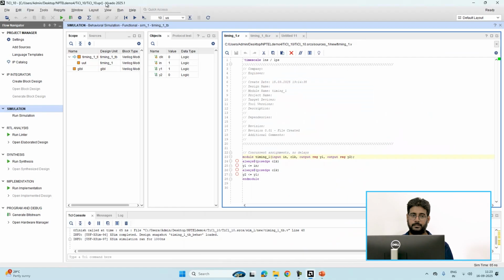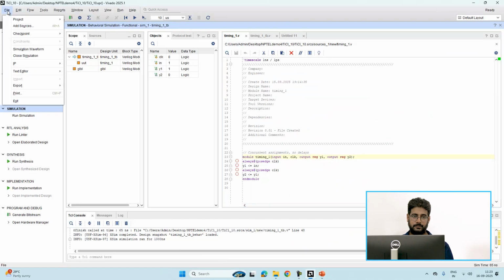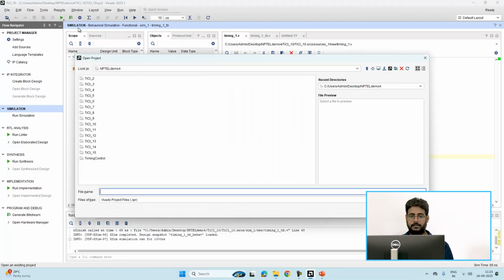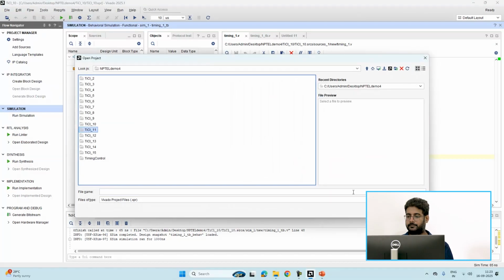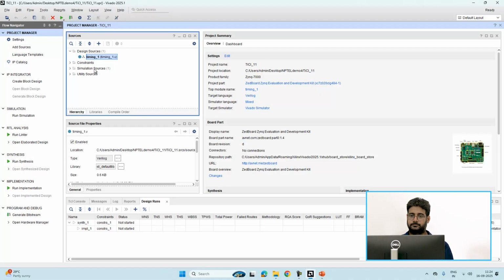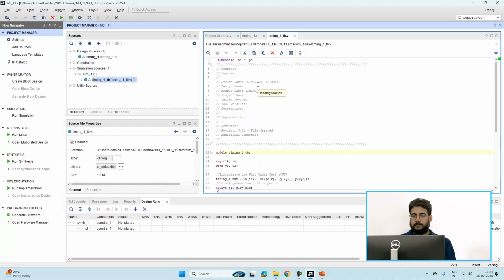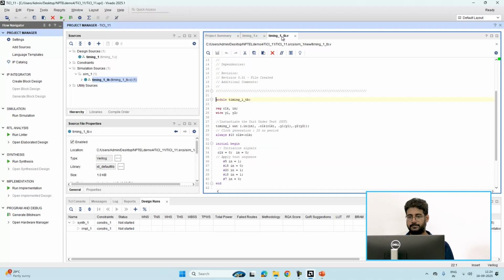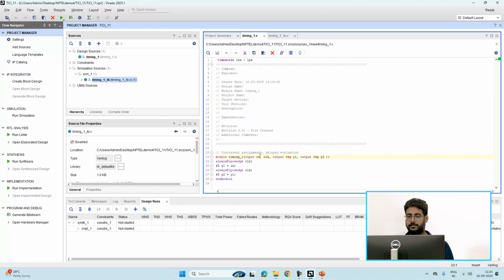Yeah, we have to move on to the next example. Actually, this one is still the previous example that is shown. So we will open it, TICL 11, timing 1 and timing 1 TB. Here, there's a test bench. These are the inputs. Concurrent assignment, delayed evaluation.